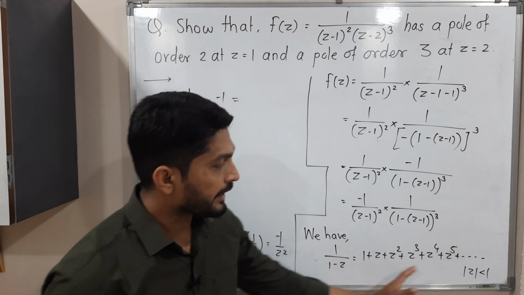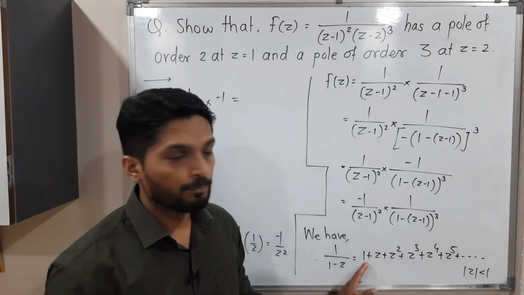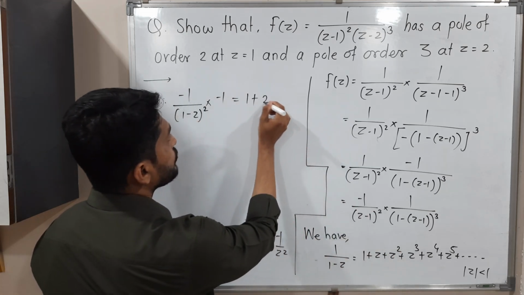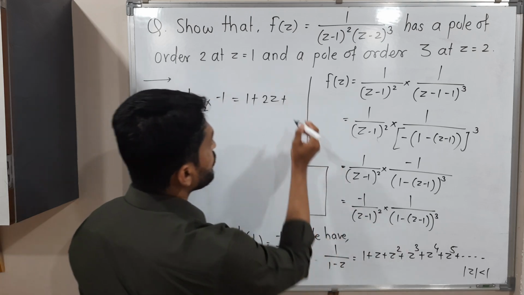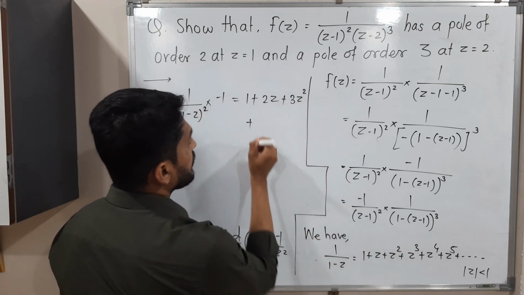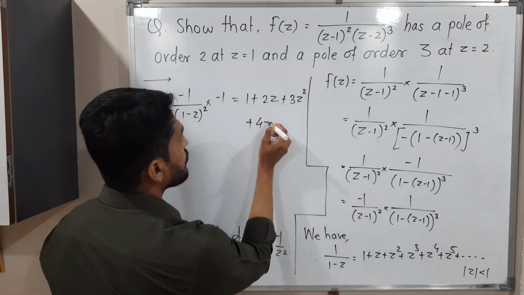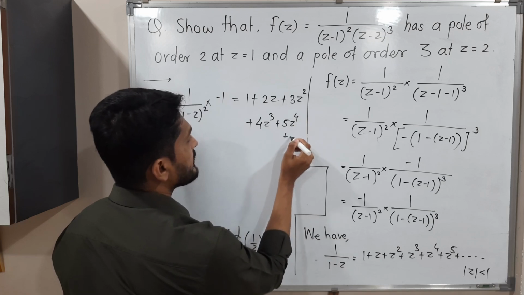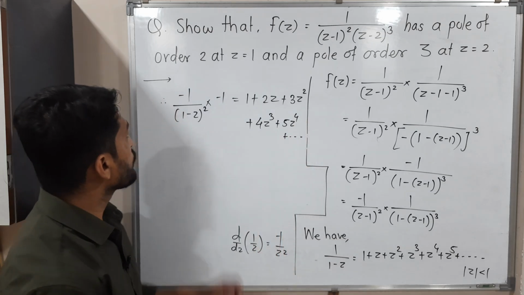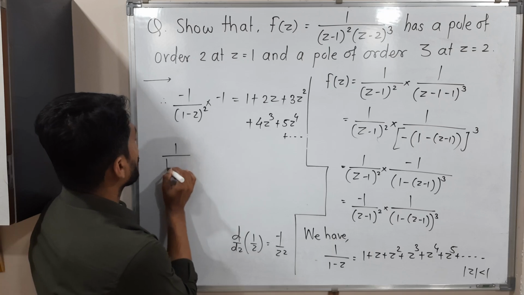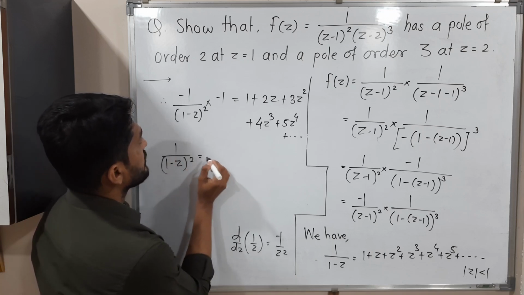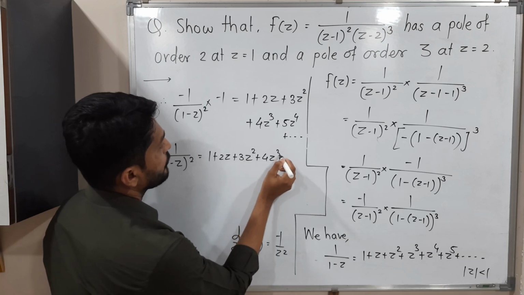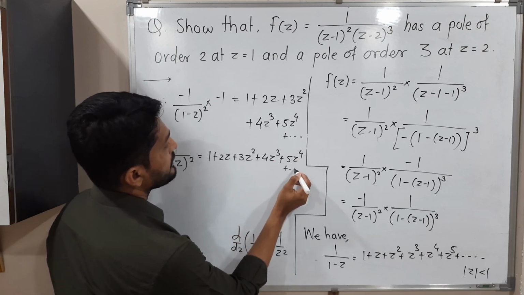Let us take the derivative of the right hand side. Derivative of 1, 0. Derivative of z, 1. Derivative of z square, 2z. Derivative of z cube, 3z square. Derivative of z raised to 4, 4z cube. Derivative of z raised to 5, 5z raised to 4. That's enough, plus and so on. Getting? So minus minus plus, 1 upon (1 minus z) square is equal to 1 plus 2z plus 3z square plus 4z cube plus 5z raised to 4 plus and so on.